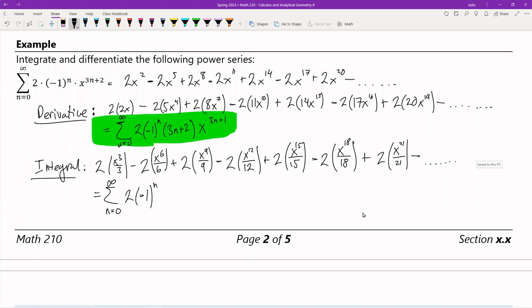But then that x term, the way that we do that integral, is going to be x to the 3n plus 3, because it's going to be 3n plus 2 plus 1. So that's where we get the plus 3 divided by 3n plus 3. And I'm going to put that in parentheses just to separate it away. And we are done.